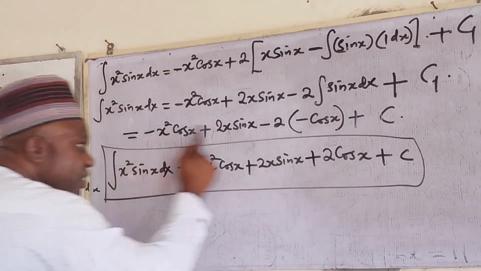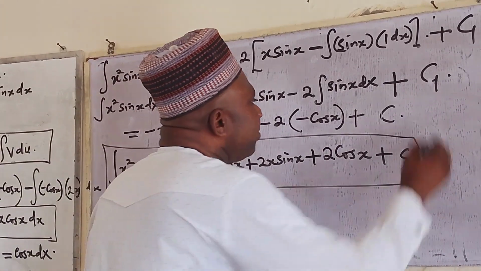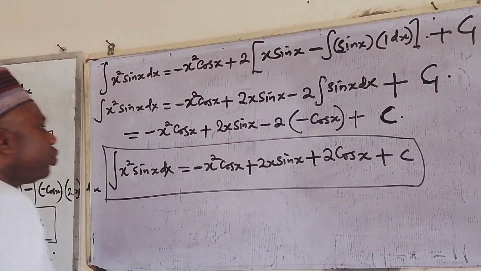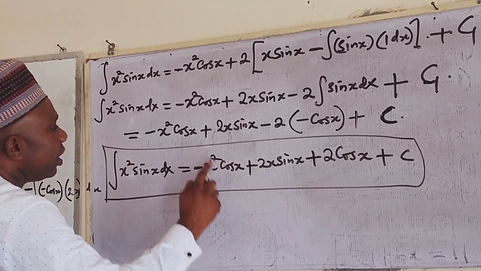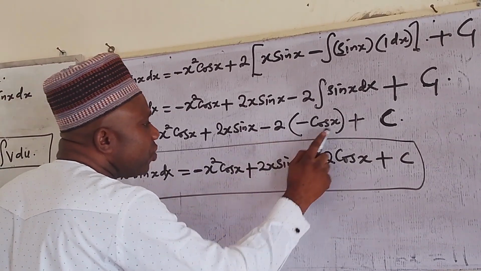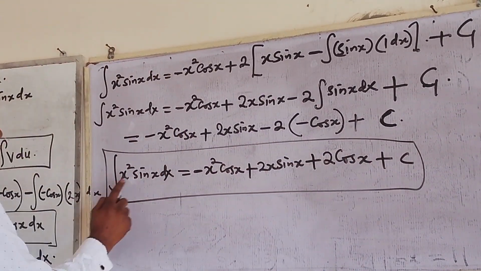Since we don't have any integral here, unlike before where we kept c1, at this point it becomes c, the full constant. So here, minus times minus is plus, 2 times cos x is 2 cos x, then we have plus c. So this is the integral of this.